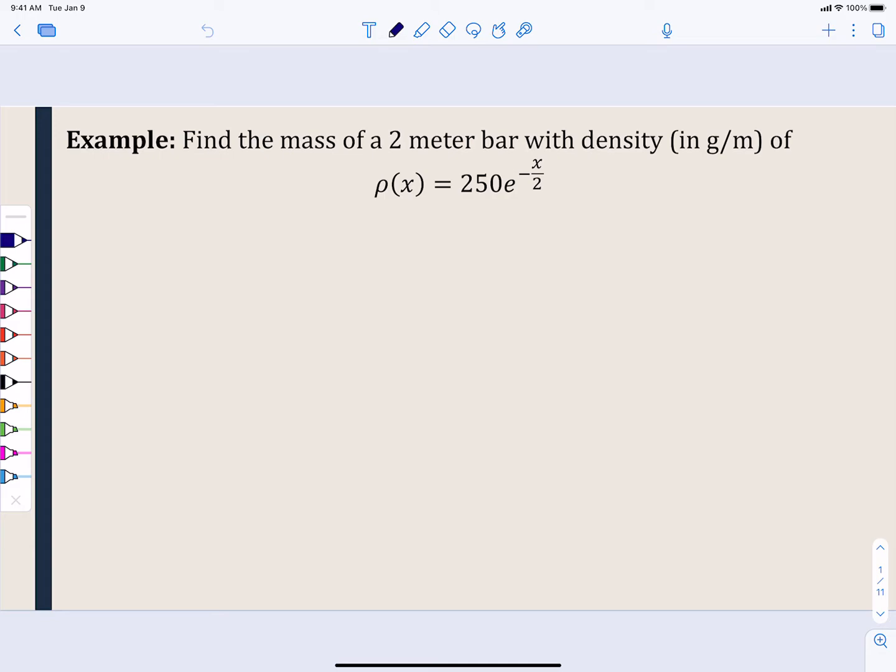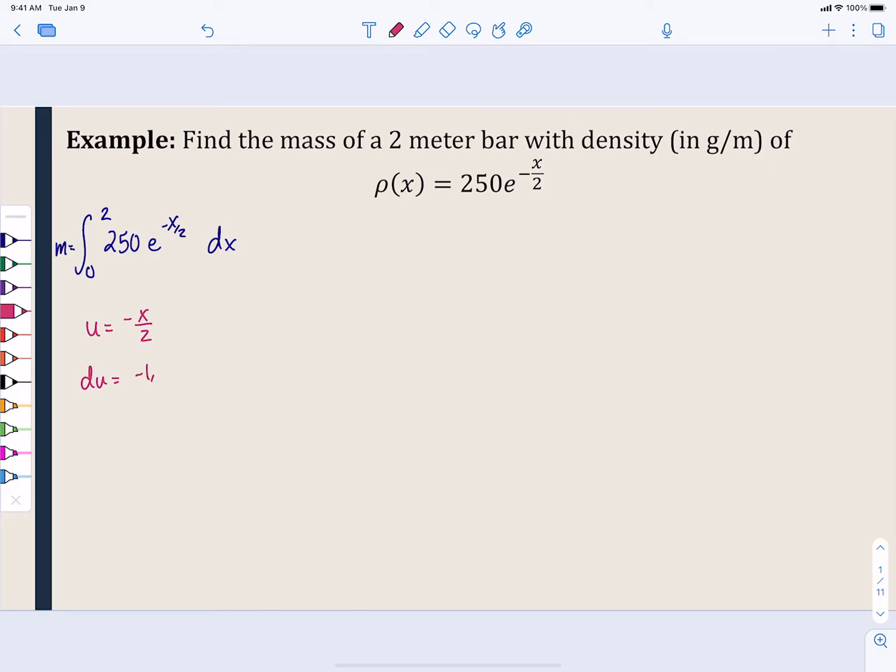So in this one we've got a mass of a 2-meter bar with density function of 250e to the negative x divided by 2. So all of that is the exponent on e, right? I'll give you a chance to pause this if you wish. All right, so the mass is going to be the integral of the density function. And to find the integral of our density function, we are going to need to do substitution.